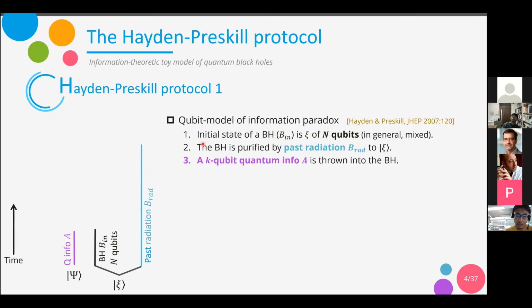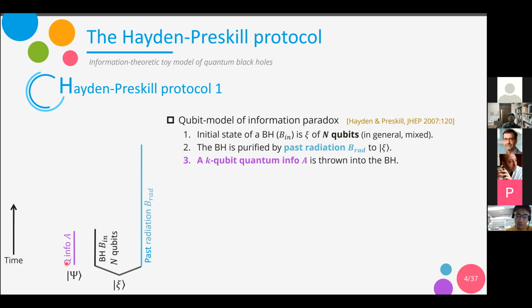So we start from the initial state of the black hole, which is in a mixed state in general, ρ_BH, of n qubits. So this part is an initial black hole composed of n qubits. And we assume that this black hole is purified by the past radiation. So this is Hawking radiation emitted earlier than this time. And we assume that this is a purification. So the initial state between the black hole and the past radiation is in a pure state, which we denote by ket ψ. So this is the initial situation.